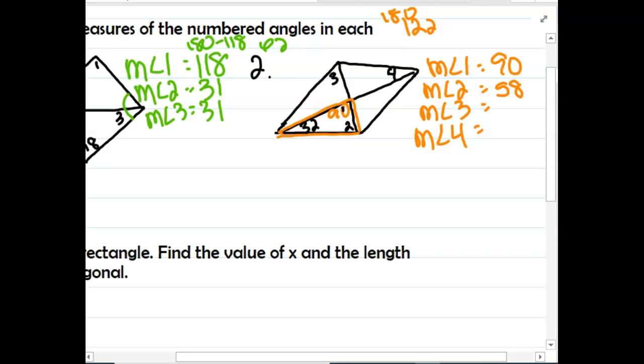Now, kind of like we did in the last one, if this angle right here is 58, what's angle 3 going to be? It's going to be the same thing, because the big angles are congruent and they're cut in half on both sides. So if half over here is 58, half over here is also going to be 58, kind of by the same idea. If this is 32, what's angle 4? 32. Okay, questions on the rhombuses?